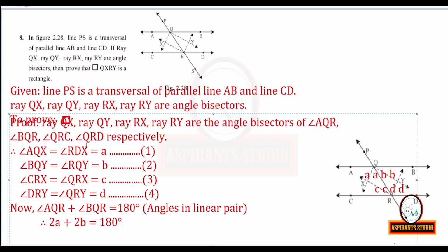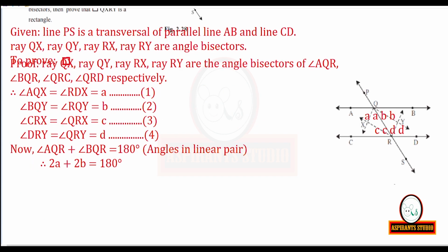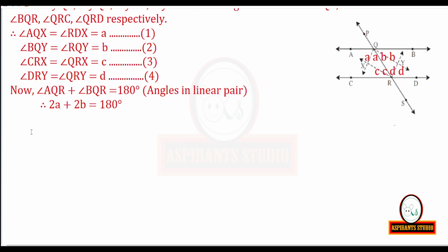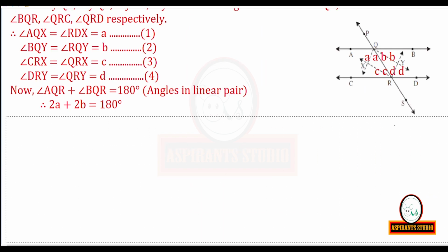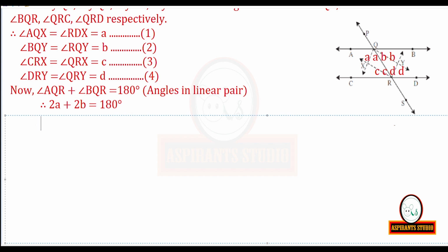Now, 2 can be eliminated because when we divide on both sides of the equal to sign by 2, we'll get A plus B is equal to 90 degrees. Dividing, you have to write the reason beside: dividing by 2 on both the sides. So we are getting A plus B is equal to 90 degrees.